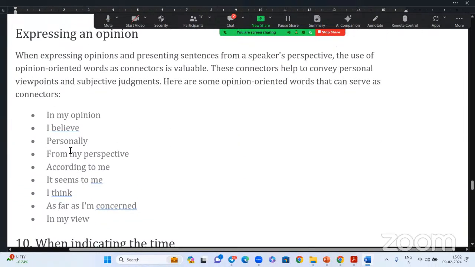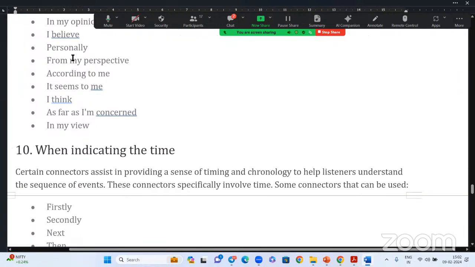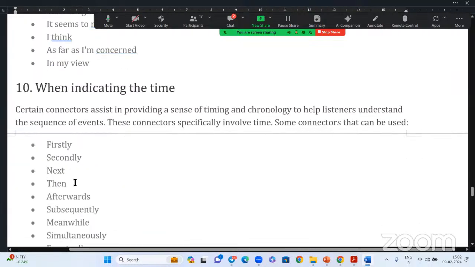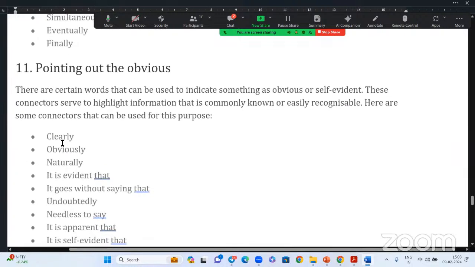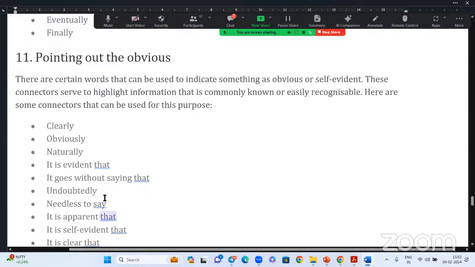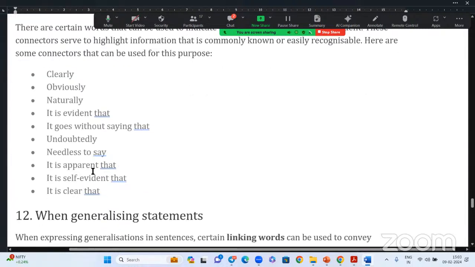These don't use in writing, because these are personalized, not official. When you're speaking you can use them, but not in writing. Firstly, secondly, next, then, this word. These are sequential. Subsequently you can use, simultaneously you can use, eventually, finally. These are the good words. Afterwards, then you can use. But firstly, secondly, don't choose the number. Then next one: clearly, obviously, naturally, evidently, undoubtedly, undeniably. So that's it.